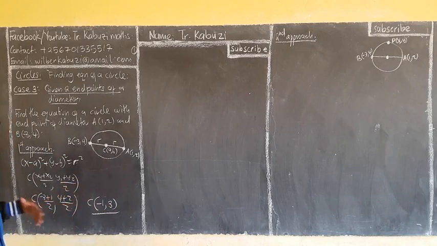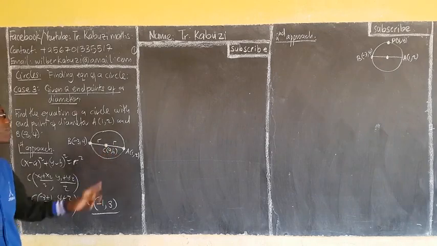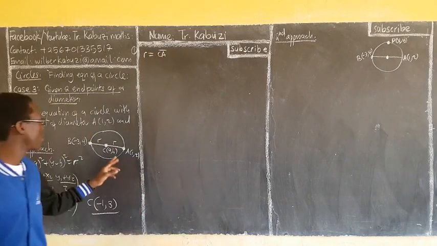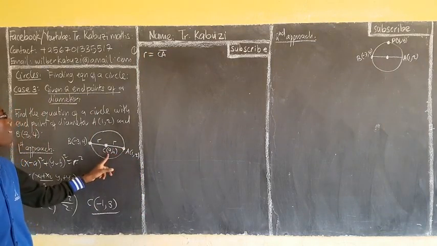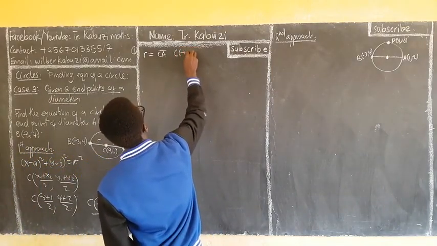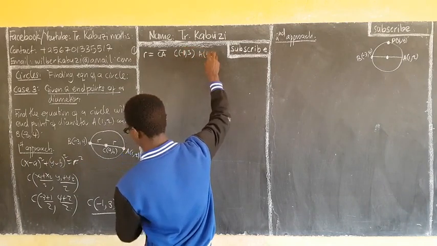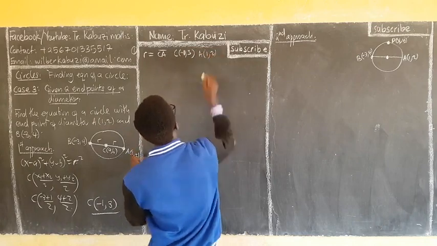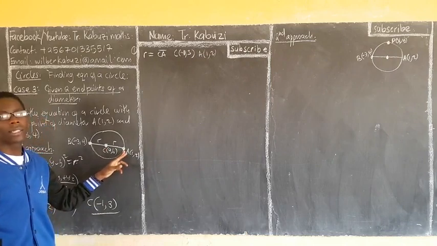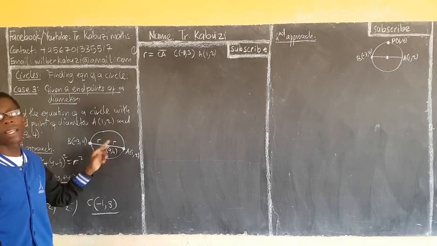Now I'm missing the radius. The radius is the distance CA. I have my C as (negative 1, 3) and my A is the point (1, 2). Members, in some questions, by the way, they will give you the center and a point on the circumference of the circle. This is the idea we are in: we have these points and now we have to get the radius of the circle.